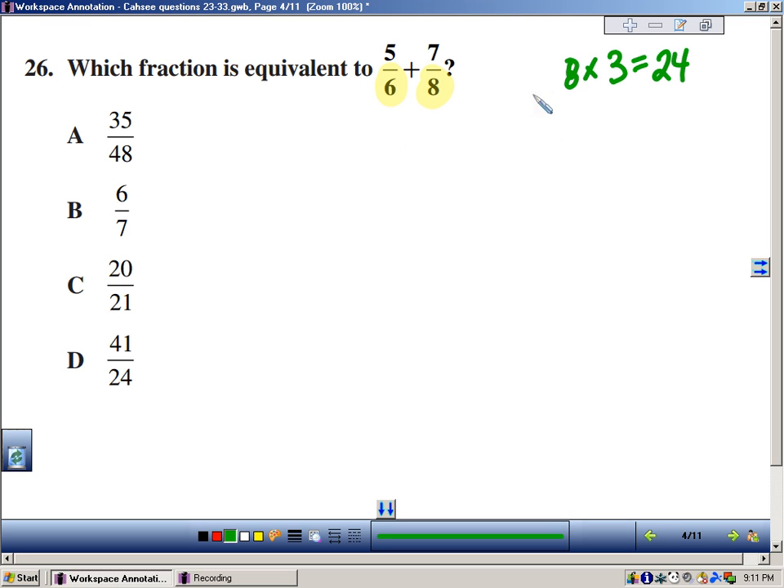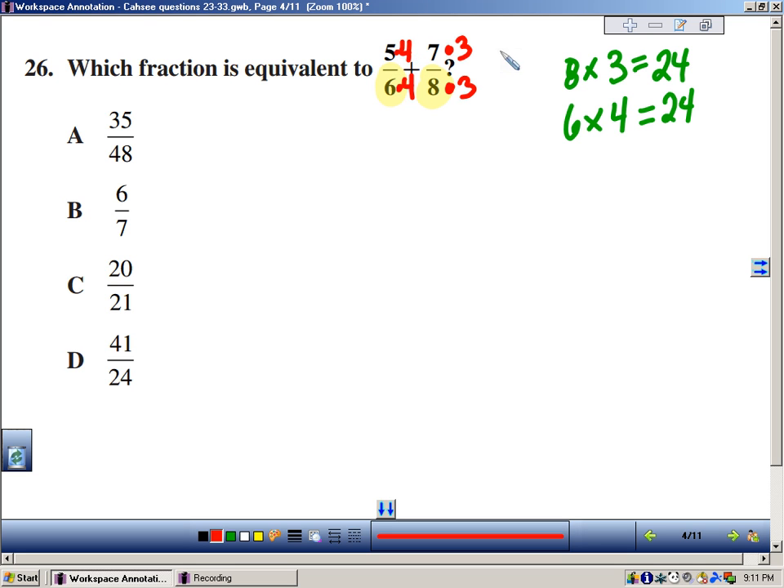6 times 2 is 12. 6 times 3 is 18. But 6 times 4 is 24. So the lowest common denominator here is 24. And now here's where we remember it. Multiply 8 by 3. That means you also have to multiply the numerator by 3. And 6, same idea. Multiply it by 4, but also multiply 5 by 4, right?